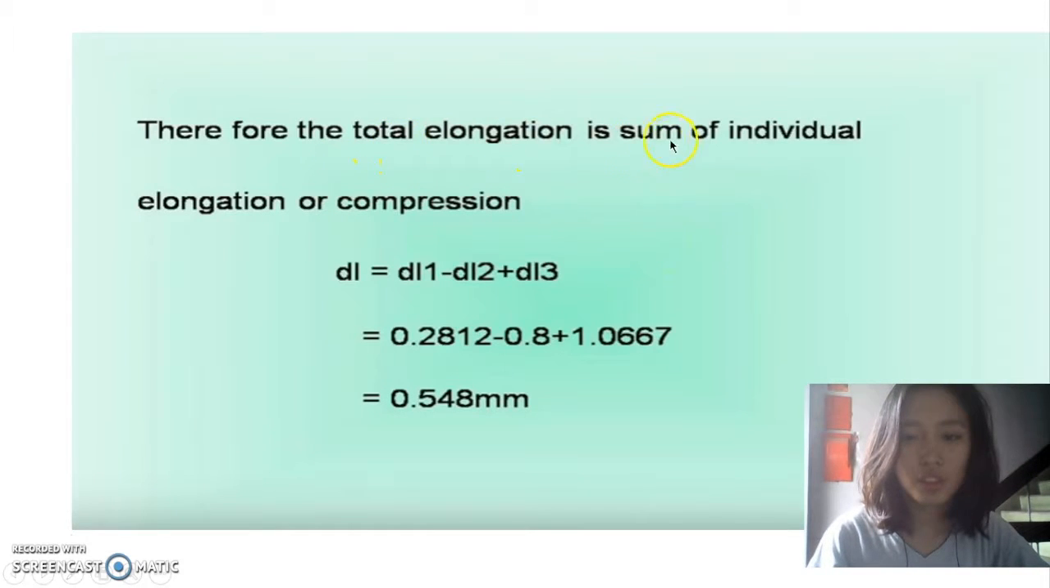Therefore, the total elongation is the sum of the individual elongations for the first section, second section, and third section, which is equal to 0.548 millimeters.